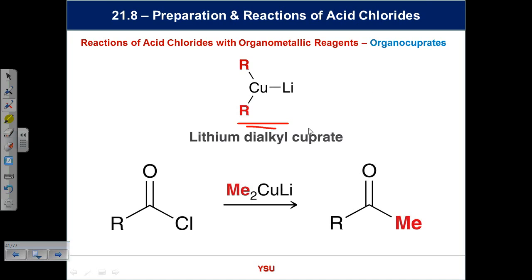So cuprates, as opposed to the magnesium reagents, aren't as reactive. They're not as nucleophilic. And it turns out we can control this, and we can stop after one reaction in which we do nucleophilic acyl substitution, replacing Cl with methyl in this case, and you can stop at the ketone. So here we go. We've now got a method to take an acid chloride to an aldehyde, and we have a method to take an acid chloride to a ketone.